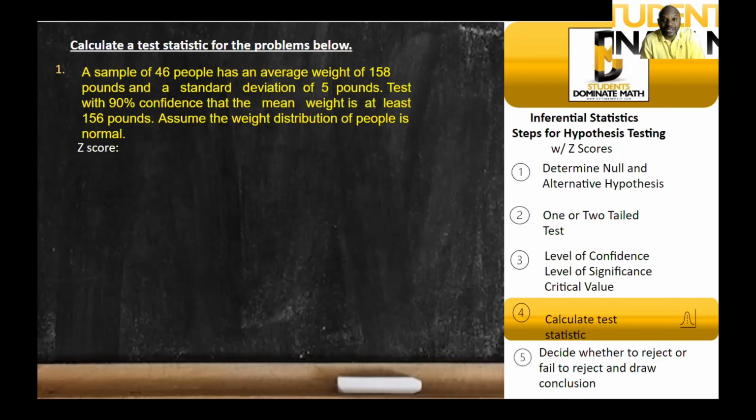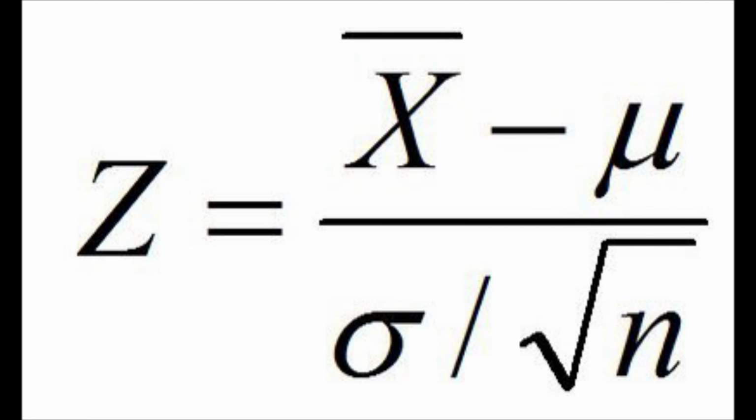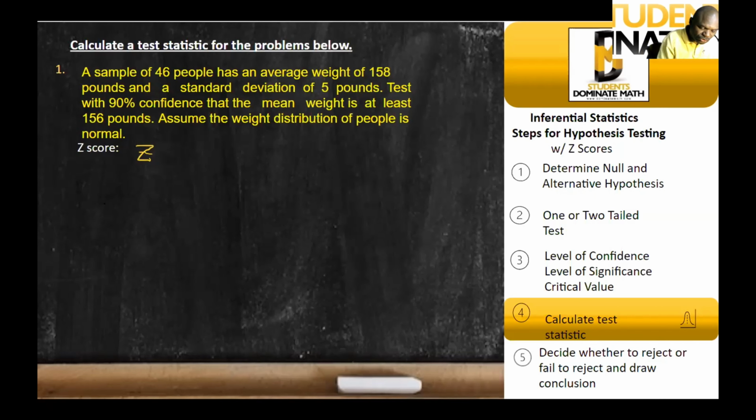All right, so enough talking. Let's get into step 4, calculating the test statistic, which will, for our problems, always be a z-score. The formula for a z-score is z equals x bar, that's the mean of the sample, minus mu, that's our null, divided by s over the square root of n. S is the standard deviation of the sample, and n is the number of data points that were collected.